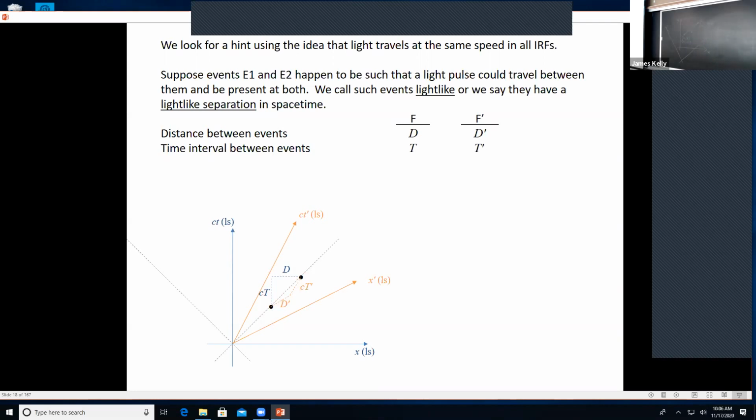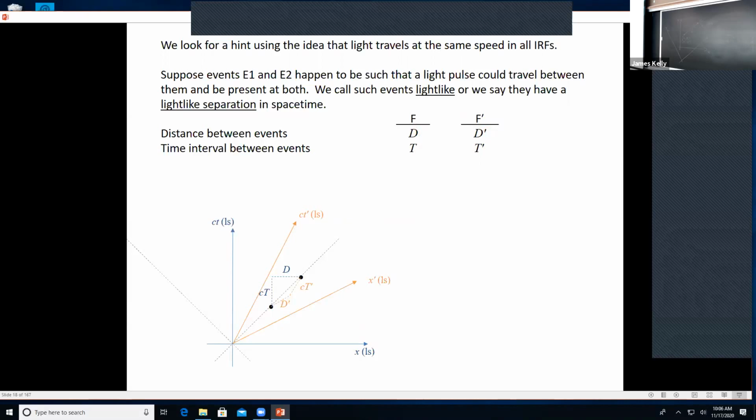And the length of those two segments, as measured in the units on this axis and this axis, which involve the scale factor and all that stuff that we've talked about, we'll call d prime and c t prime, right? Because we're always putting that extra factor of c on the time axes. So we call them ct coordinates. In any case, we imagine the distance and the time. We're just going to indicate those by d and t in the F frame and d prime and t prime in the F prime frame.